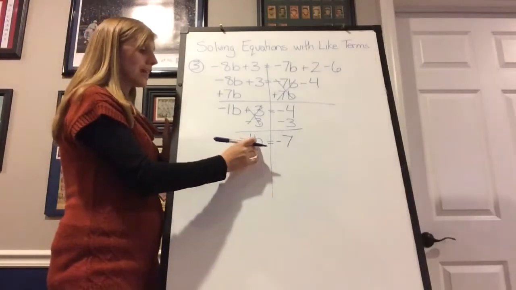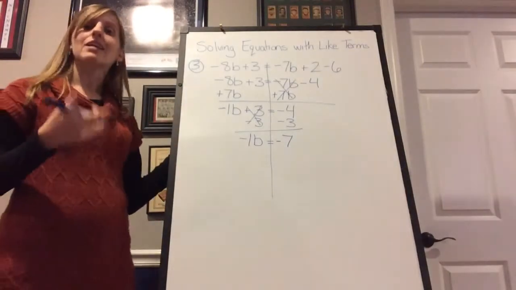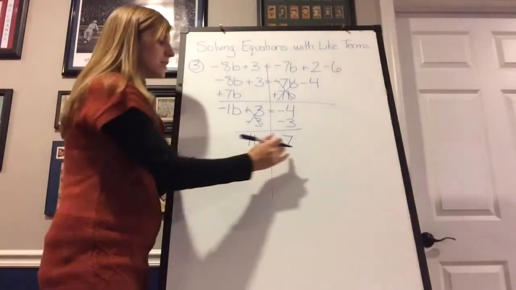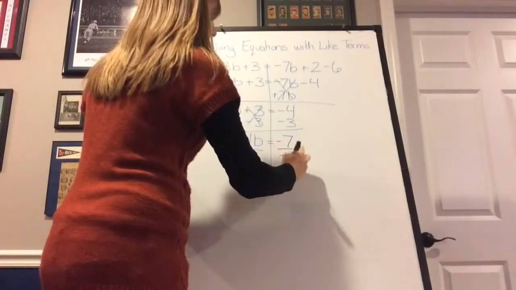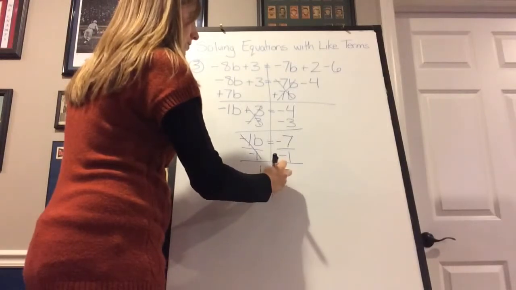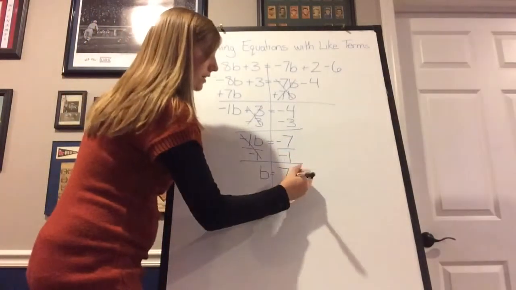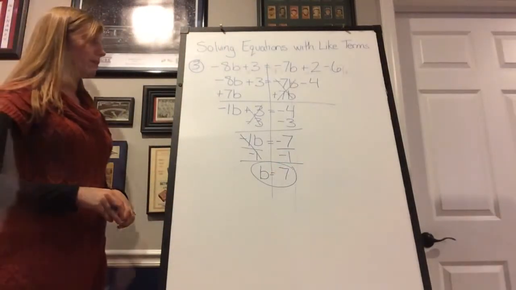This is negative 1 times b, so the opposite of multiplying is dividing. That last step is almost always division. So we're going to divide both sides by negative 1. They cancel. I get b equals negative 7 divided by negative 1 is positive 7. So positive 7 is the answer for number 3.